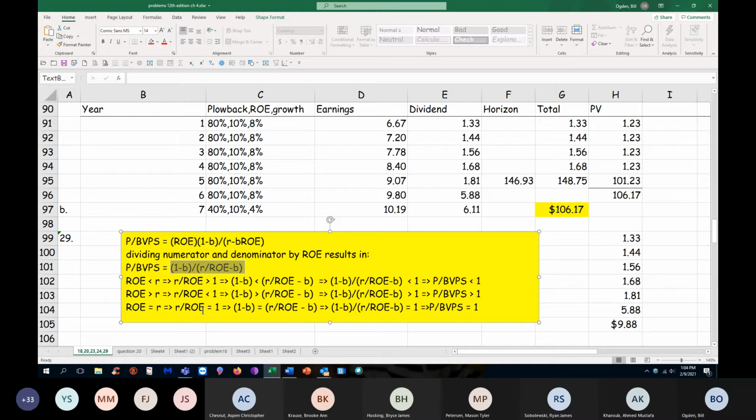All right. So there's three conditions. R equals ROE, R less than ROE, R greater than ROE. Let's start out with the easy one, R equals ROE. If R equals ROE, then I hope you can see that R divided by ROE will be a 1. This whole fraction becomes the same as 1 minus B, so you end up having 1 minus B divided by 1 minus B, so you get a 1.